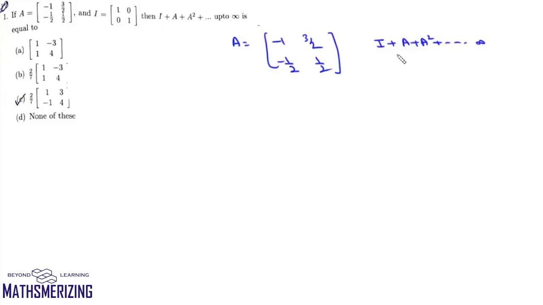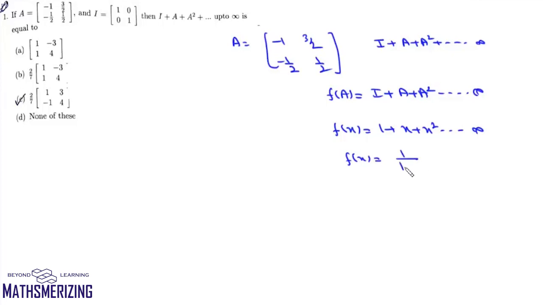up to infinite. Now one way of solving this question is, we can say this matrix is given by some f(A), which is I plus A plus A square, and it goes up to infinite. Now we can consider a function f(x) which is given by 1 plus x plus x square up to infinite. So this f(x) will be 1 upon 1 minus x. So this f(A) will be (I minus A) inverse. All we need to do is find I minus A, and then we'll have to take its inverse.